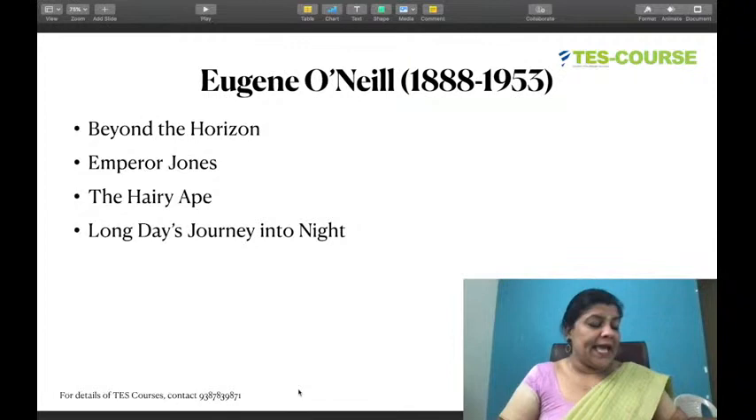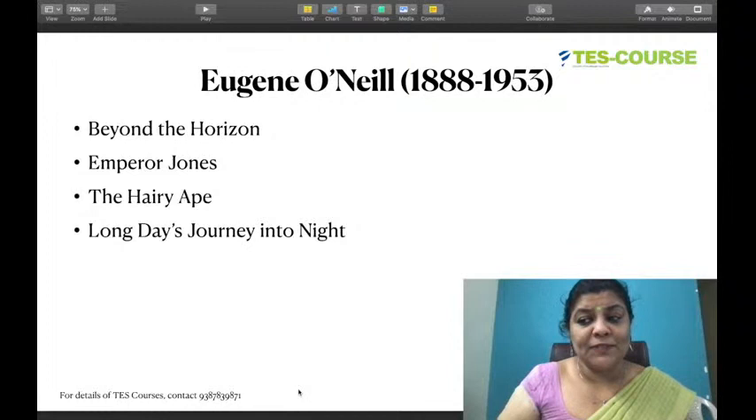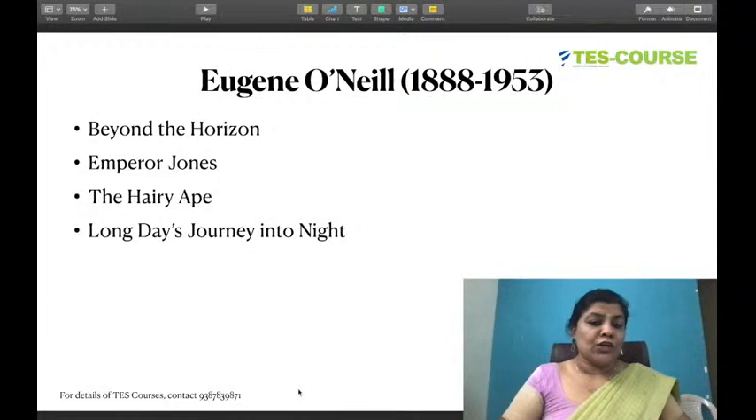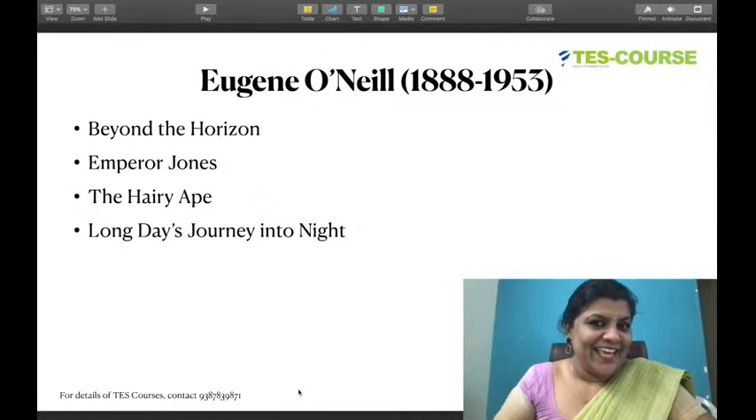The Hairy Ape is the story of Robert Smith, or Bob Smith, who is called Yank. That is The Hairy Ape. Long Day's Journey into Night is about his own family, O'Neill's own family.